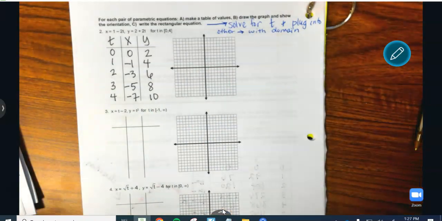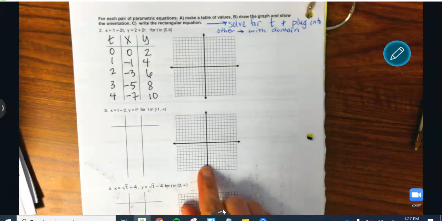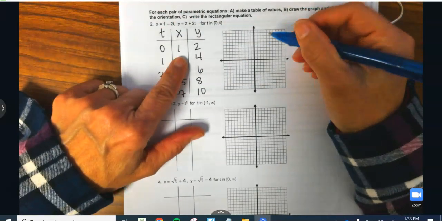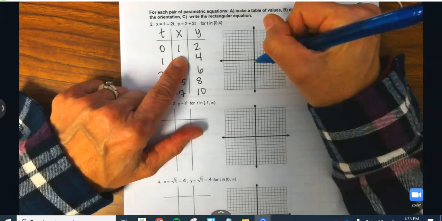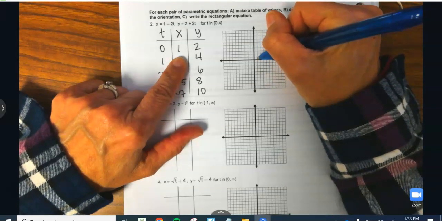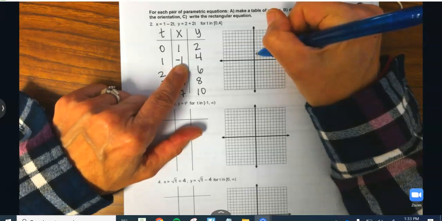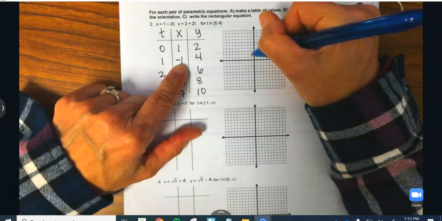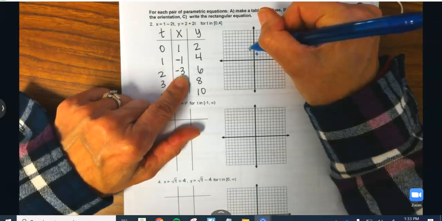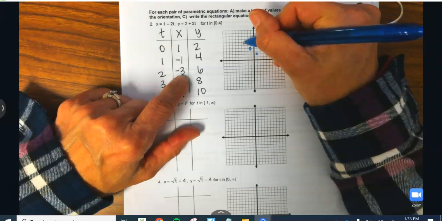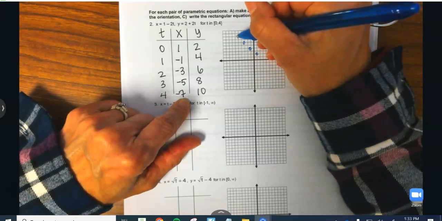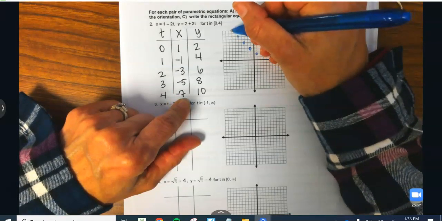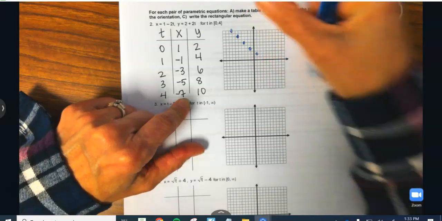Okay, so let's go ahead and plot those on the coordinate grid. So we're done with part A, now we're doing part B. Let's plot this. So this is going to be a 1, 2. A negative 1, a positive 4. Negative 3, 6. Guys, just go ahead and continue to plot. All right, so there's the dots.